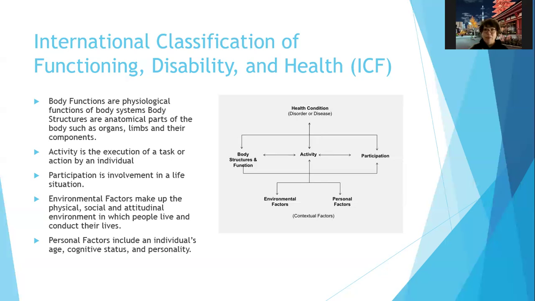You might be like in my family, the thing that kills people in my family is heart attacks and strokes. So I have to be particularly aware of that because they're coming to get me. I can't change that. I can't change my genetics, but I can change my activity level. So, activity is the execution of a task or action by an individual. The activity level is also an area where we can affect things in physical therapy. Participation is involvement in a life situation.